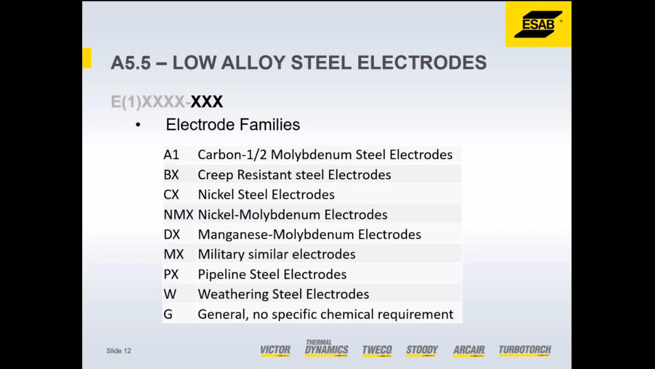So if you see 2 different electrodes that have similar classifications and Gs, they are not necessarily the same product. That could differ between manufacturers. It could even differ within one manufacturer. It all depends on what the purchase agreement is and whatever the weld engineer has specified needs to be met.